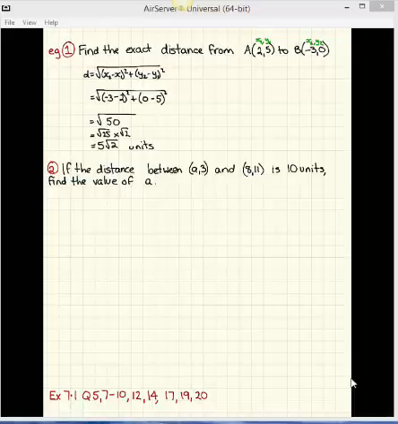Now, another example. In this case, instead of asking us to find the distance, they're telling us the distance. We have to work the other way. So you're still going to start off the same way. Start with your formula, then substitute in what you know. So if the distance between A3 and 811 is 10 units, find the value of A. So, as I said, start with your formula.